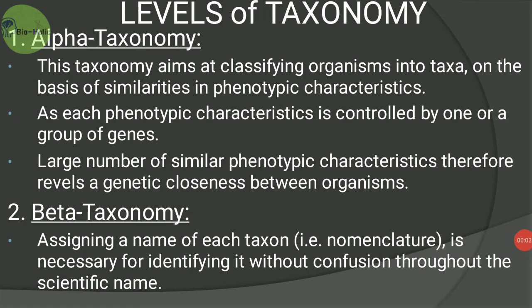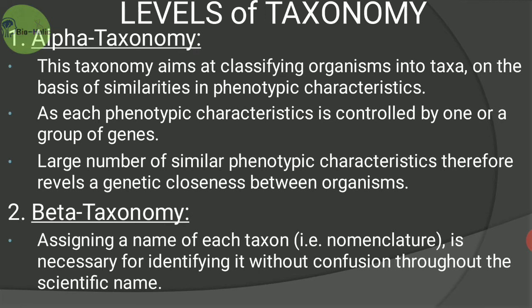Now, the levels of taxonomy. Taxonomy aims at fulfilling three main levels or objectives. First of all, the alpha taxonomy, which is the first objective. This taxonomy aims at classifying organisms into taxa on the basis of similarities in phenotypic characteristics. That means the characteristics which are expressed in an organism and can be examined visually or can be tested by other means. As we know, each phenotypic characteristic is controlled by one or a group of genes, that means two individuals which possess similar phenotypic characteristics must have similar genes, right?